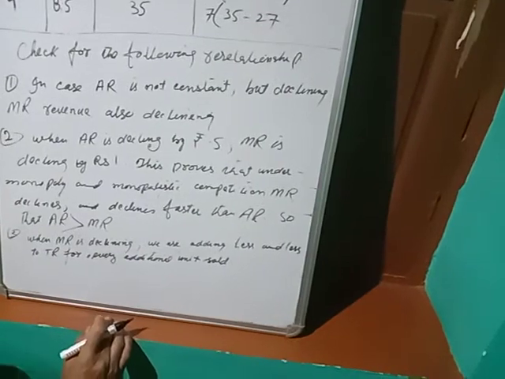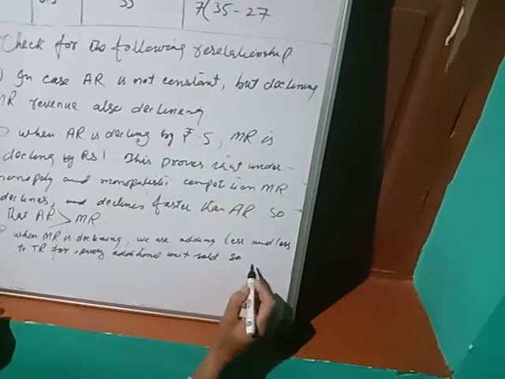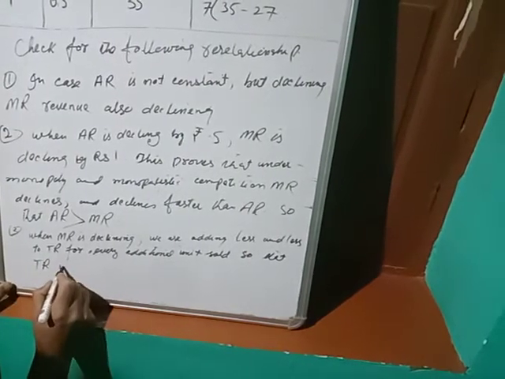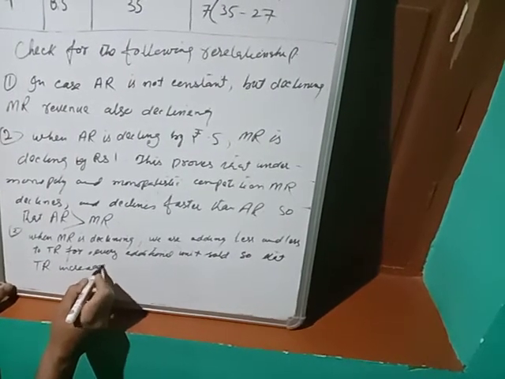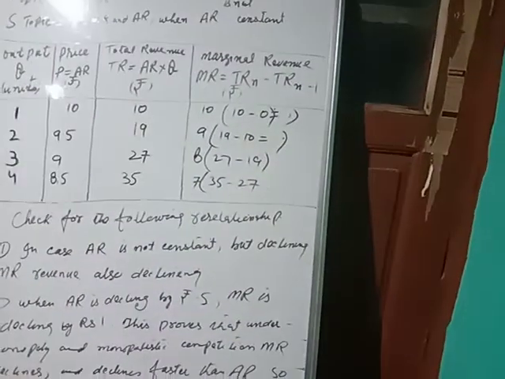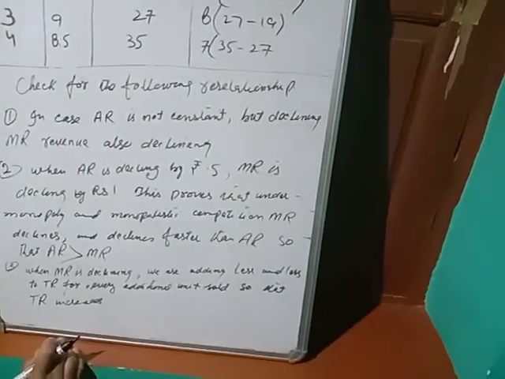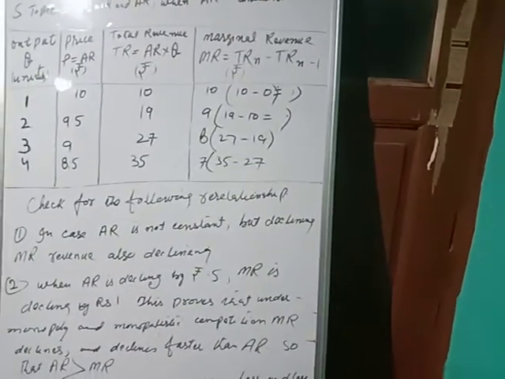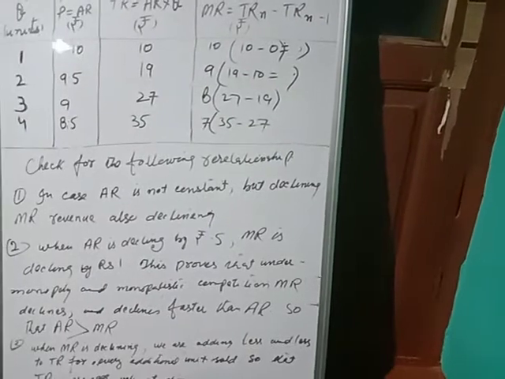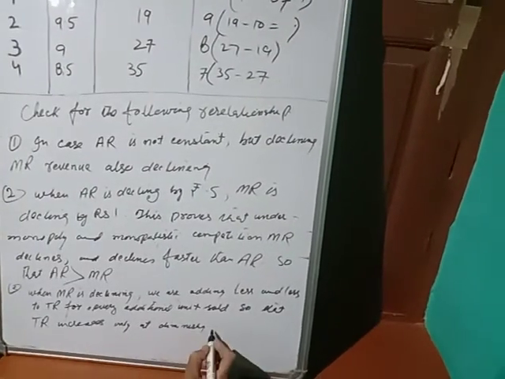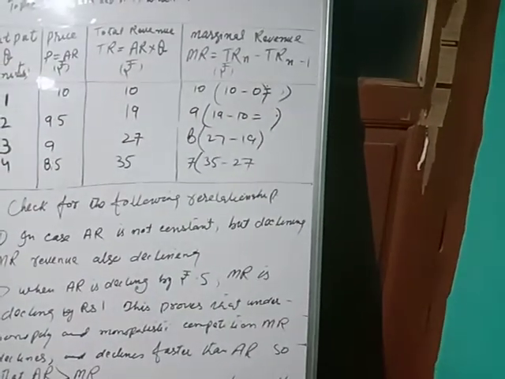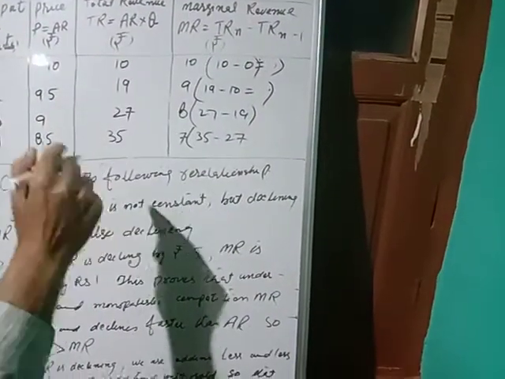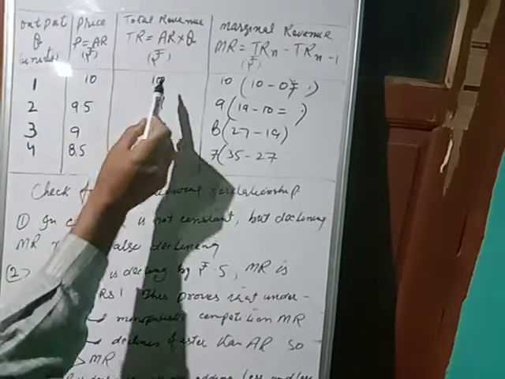So that total revenue increases only at diminishing rate. How? Here it is clear. Diminishing rate. With first unit, it is 10.